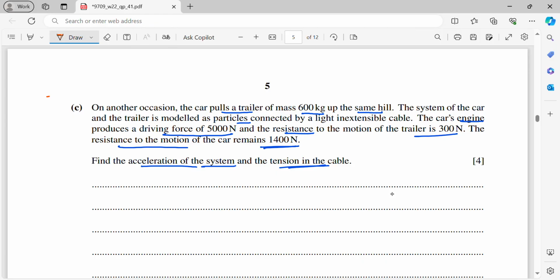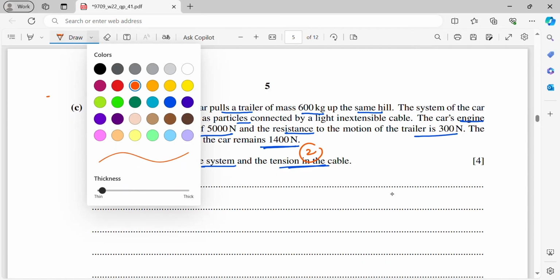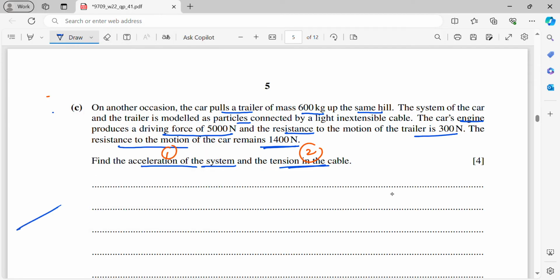So there are two parts here. One is acceleration, the second is tension. Now let's draw the diagram. This is the hill, and this is theta, so sine theta is 0.12. Then here you will have the car, the engine. This is the driving force. The driving force of the engine is 5,000, so D equals 5,000.